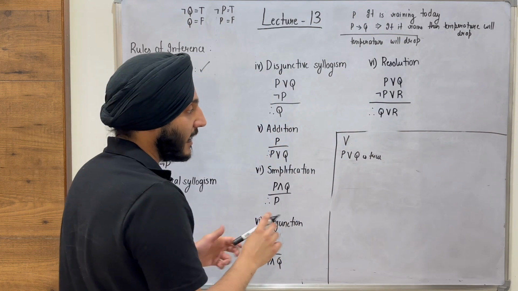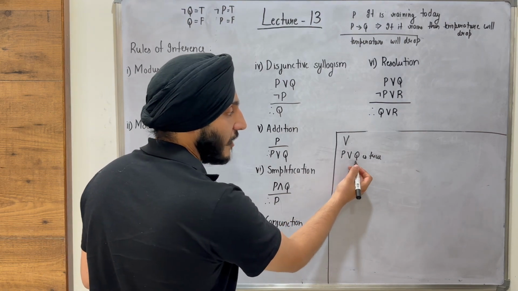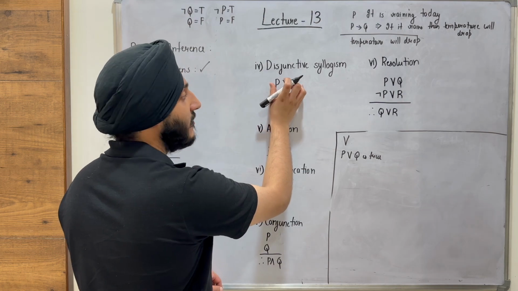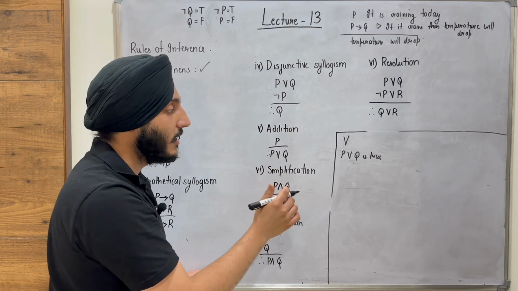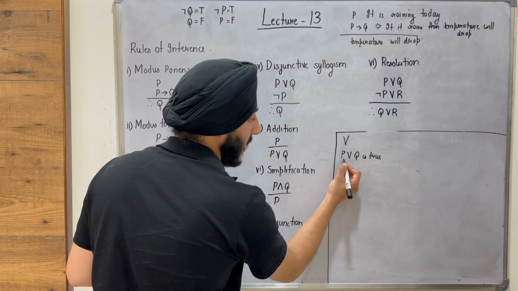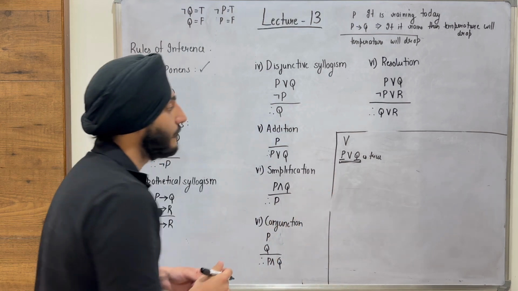So if I say P or Q is true, what this means is that there are three possible cases, right? The premise or the argument that I'm making is P or Q is true. This is the assumption that I make. What that assumption logically means is that it is possible that P is true or Q is true, or maybe both these values are true, right?